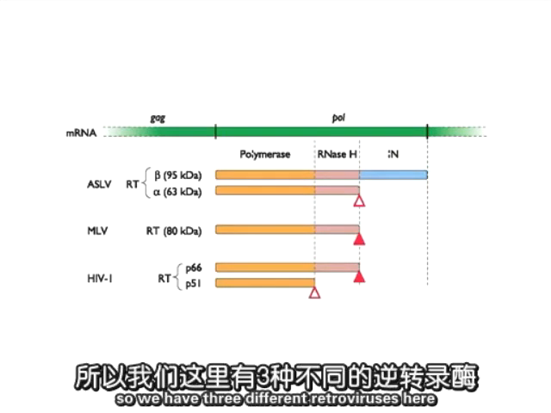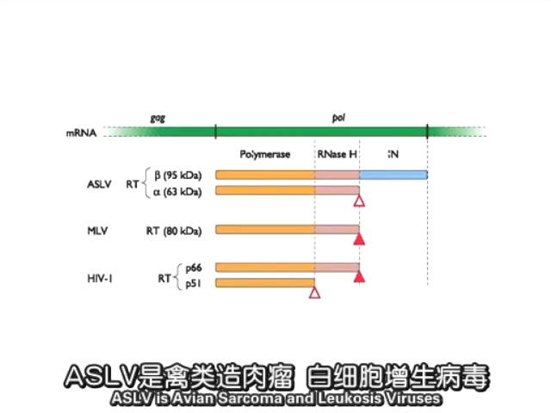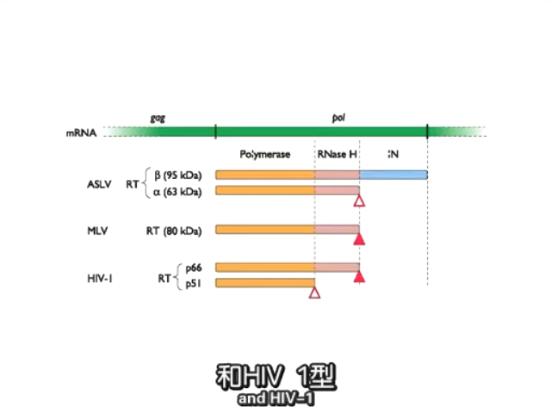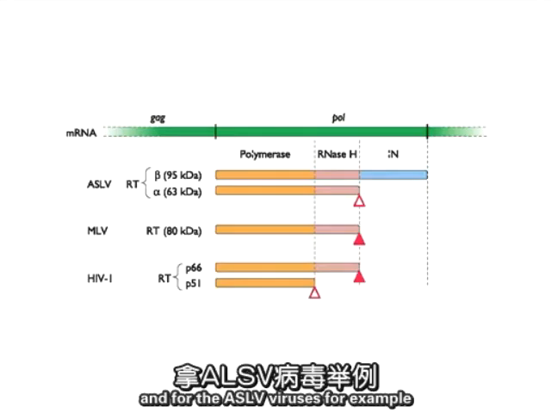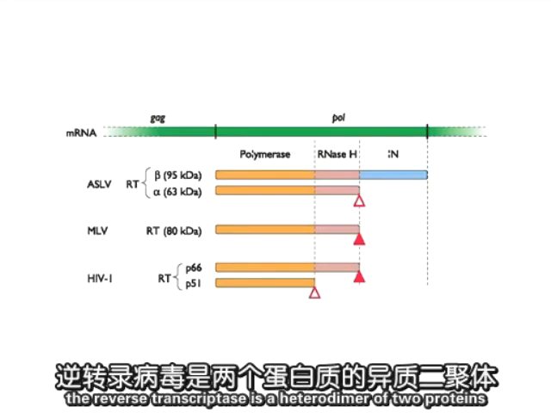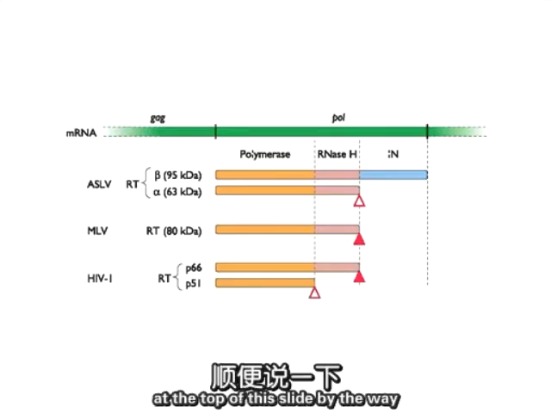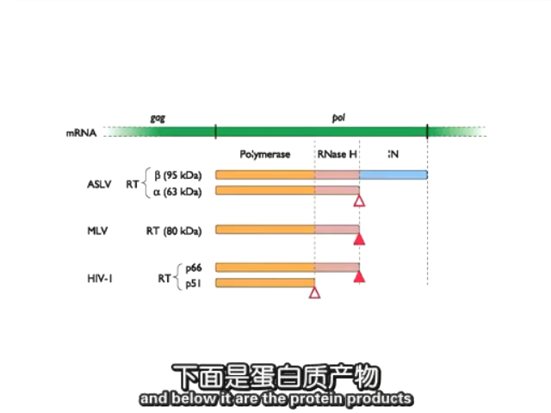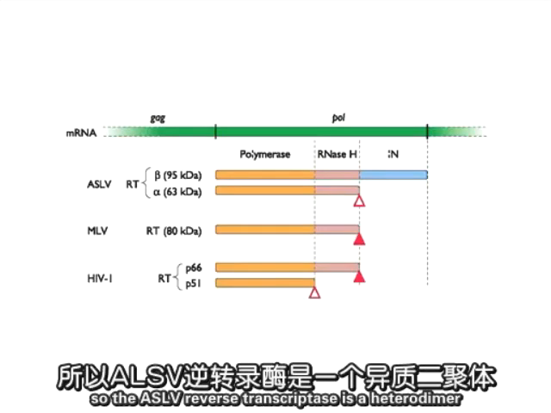So we have three different retroviruses here. ASLV is avian sarcoma and leukosis viruses, MLV, murine leukemia virus, and HIV-1. And for the ASLV viruses, for example, the reverse transcriptase is a heterodimer of two proteins. At the top of this slide, by the way, is the mRNA encoding the Pol region, and below it are the protein products. So the ASLV reverse transcriptase is a heterodimer.